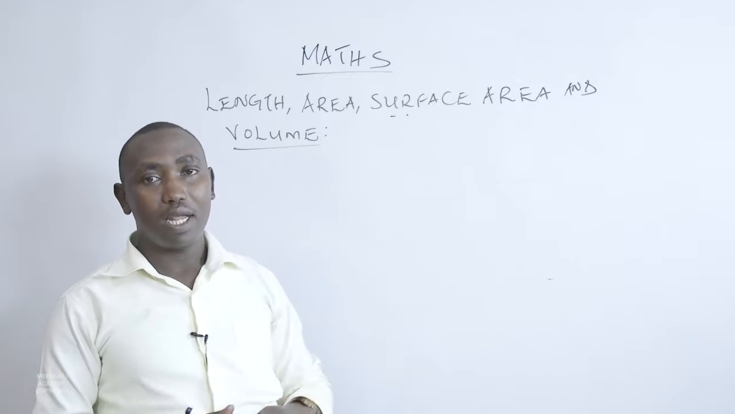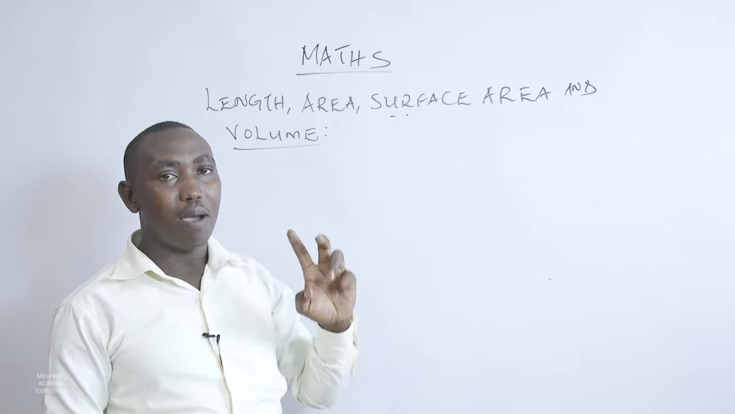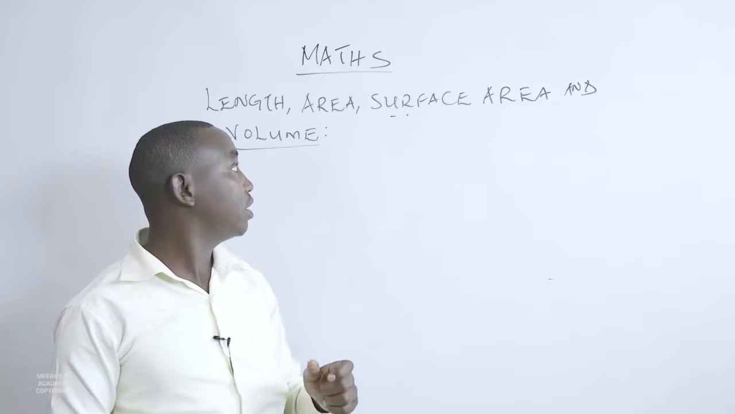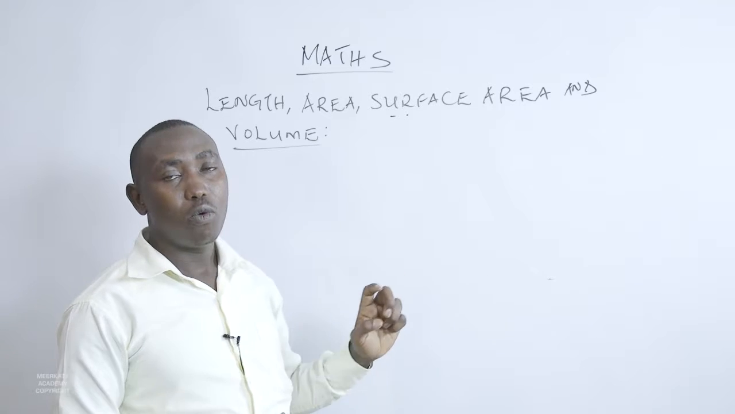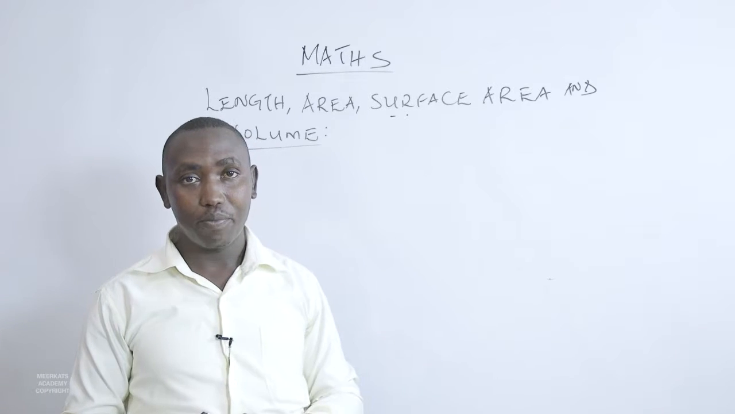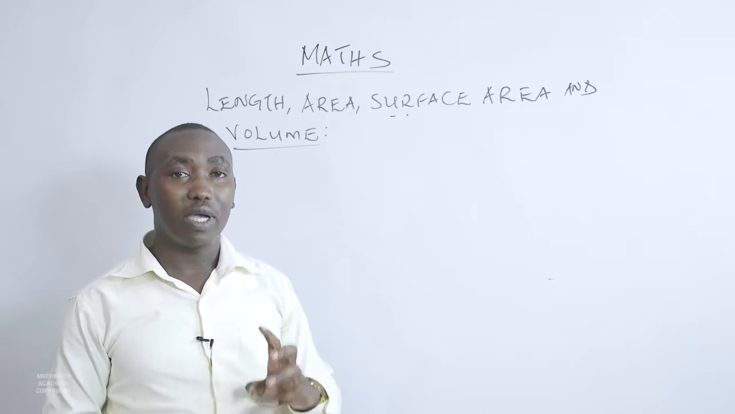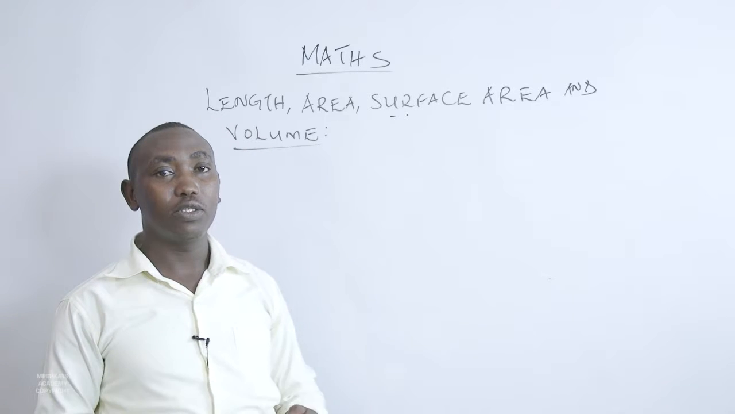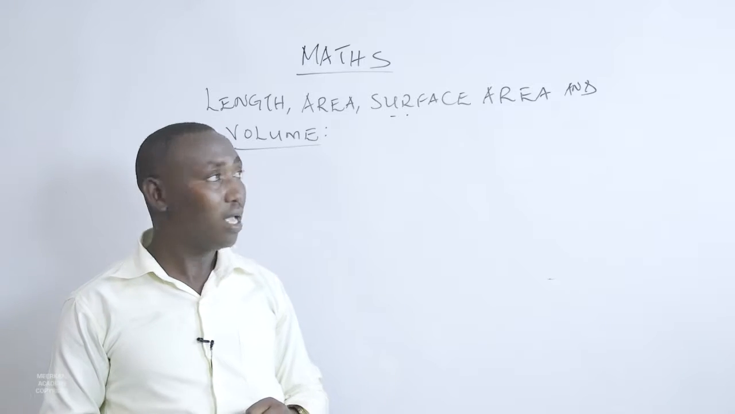In our past lessons, we have been able to cover length up to and including perimeter and circumferences of circles. We have been able to cover area. We have also been able to cover the surface area. Today, we are going to make an introduction on how we can calculate the volumes of prisms, and also volumes of cylinders in our next lesson.